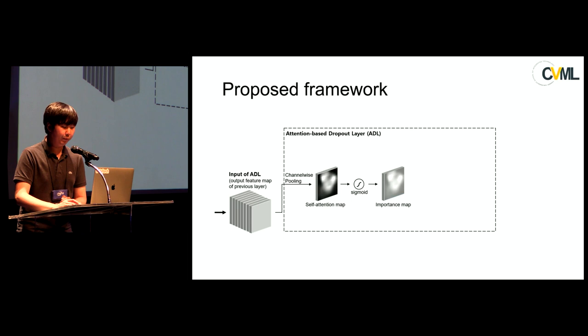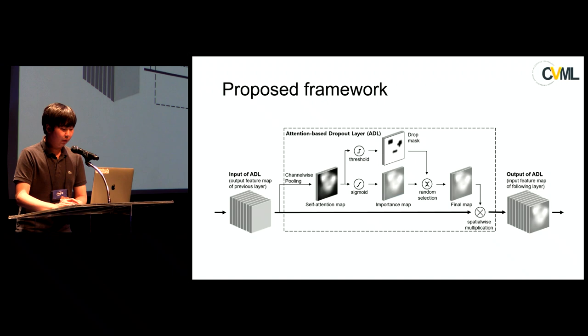The importance map is used for improving the classification accuracy of the model, so a more accurate self-attention map can be produced. The drop mask or the importance map is selected stochastically at each iteration and applied to the input feature map. Applying the importance map helps increase classification accuracy. Meanwhile, the drop mask induces the classifier to look along the less discriminative parts.